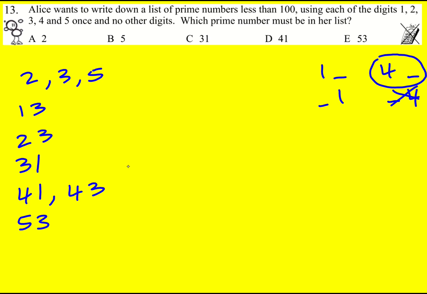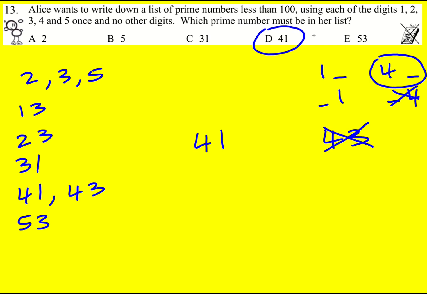I have to have one of these two. Actually, I'm going to focus on 43 because I'm kind of thinking this is probably the answer. So for 43, I'm left to use 1, 2, and 5. Now, I can't use 13, so actually there's a problem immediately, because I can't use 3 and I can't use 4, there's no way that I can use 1. So I cannot have 43 in the list because it stops me getting other primes, which means it must be 41.